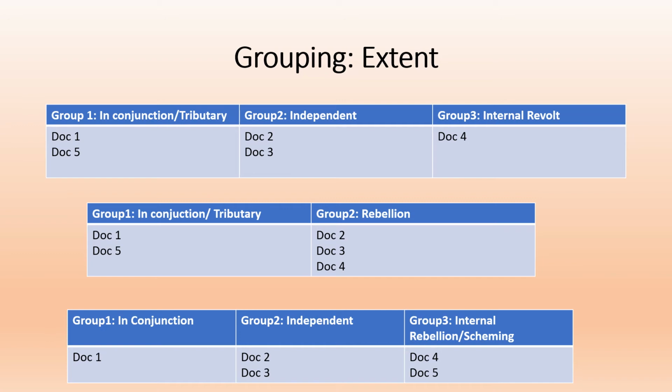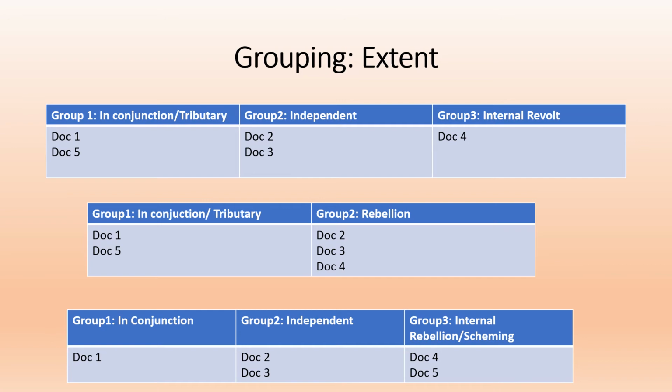All right, so let's talk about the first opportunity. Here's the first option. Group one could be documents that are in conjunction, so working with or possible tributaries of the British. So the extent is that the control the British could have over them is pretty great. Document 1 shows directly the extent they have over them is great, and document 5 is implying that the British could have great extent over them if the Russians don't step in. So 1 is showing it directly and 5 is implying it. So that is why they could be grouped together.